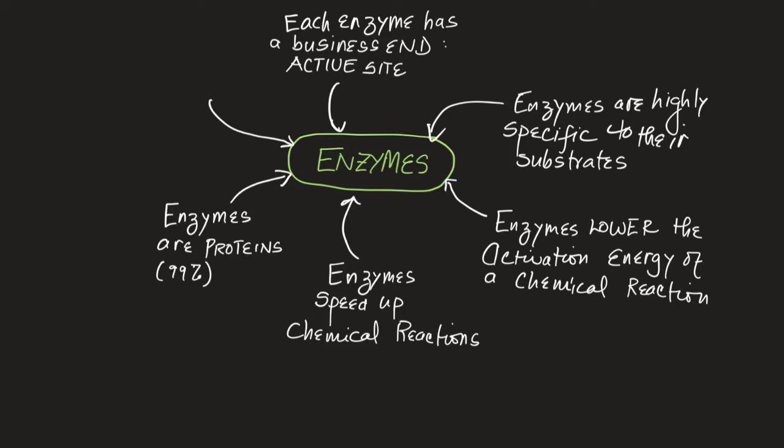If an enzyme loses its shape, it also loses its function because the active site is disrupted and it can no longer recognize its substrate. This can happen if the temperature is too high or if the pH is too low.